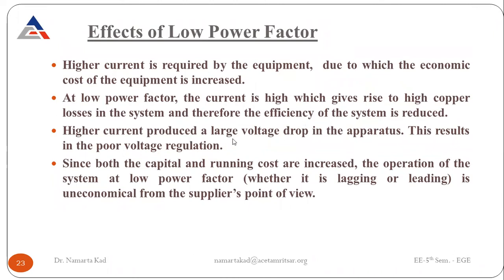Higher current produces a large voltage drop in the apparatus also. This results in poor voltage regulation. So if the current is high, voltage drop also increases. What is the voltage drop? That is I into Z. Or if the resistance only is there, it is I into R. If inductance is there, I into XL. That is the voltage drop. So if the voltage drop increases, the voltage regulation becomes poor.